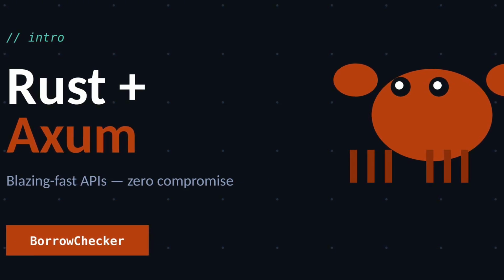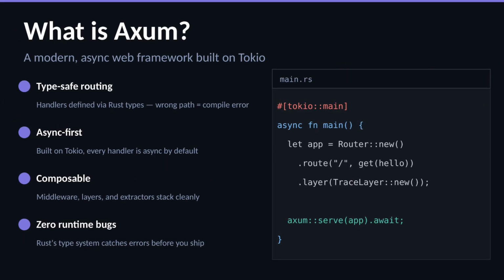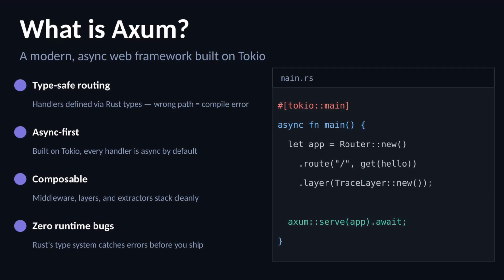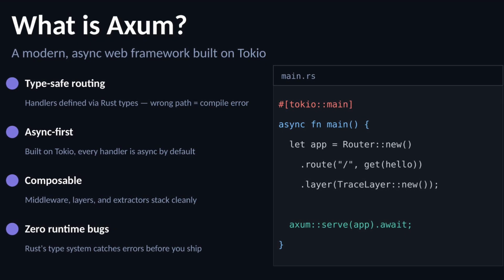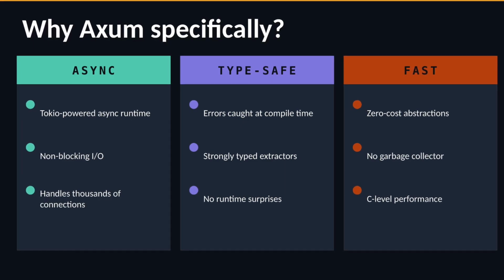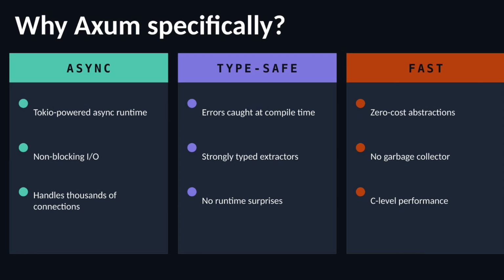In this series, we're going to build a real backend step by step, not just try examples. Axum is a modern ergonomic web framework built on top of Tokio. It's designed for type safety, high performance, and composability. Unlike traditional frameworks, Axum leverages Rust's type system to catch errors at compile time, which means fewer runtime bugs.